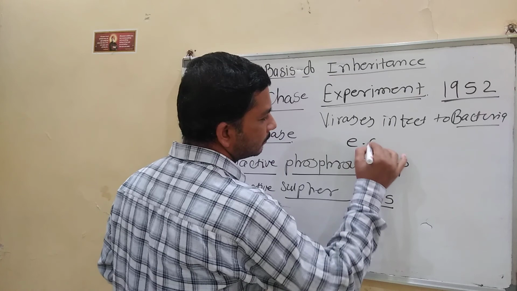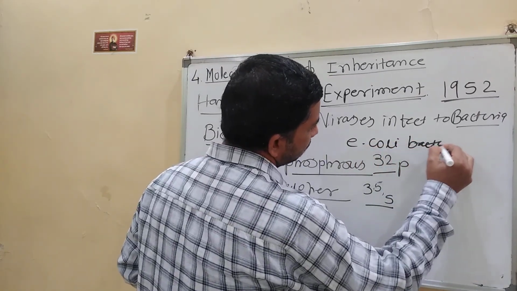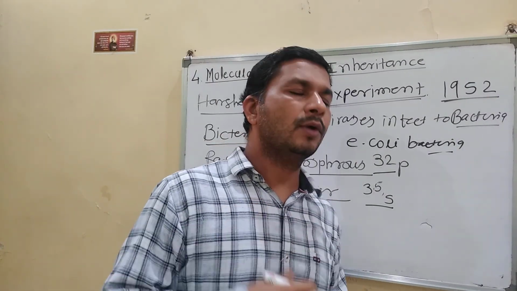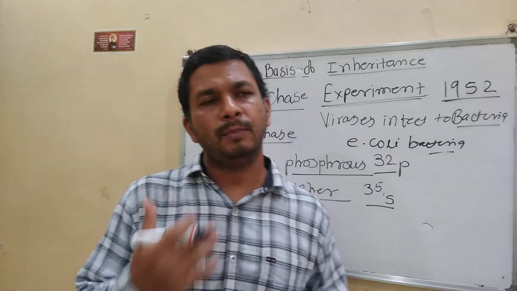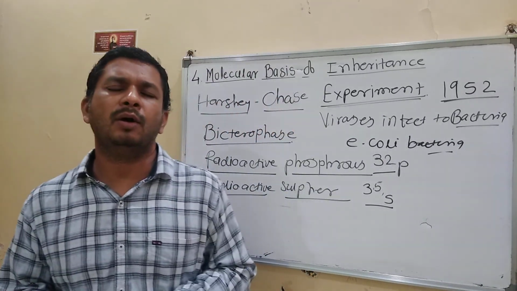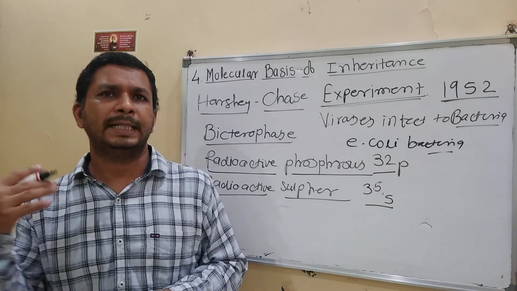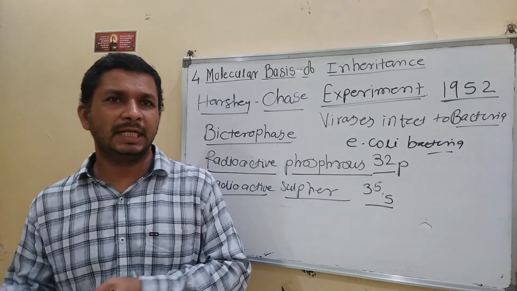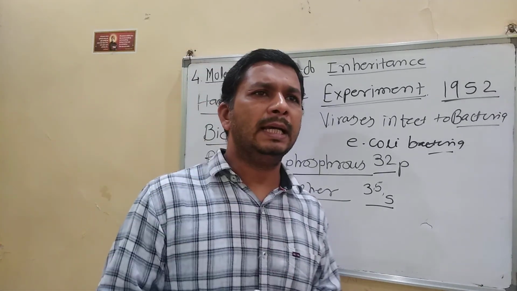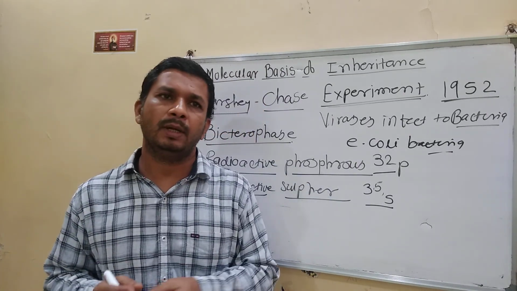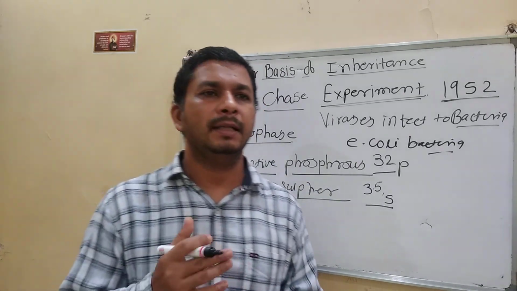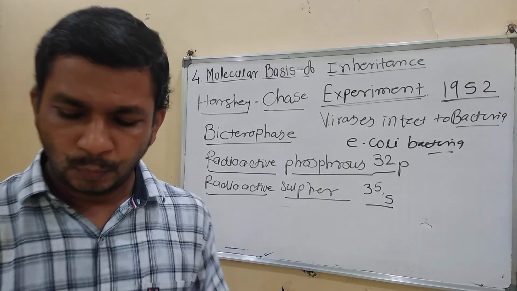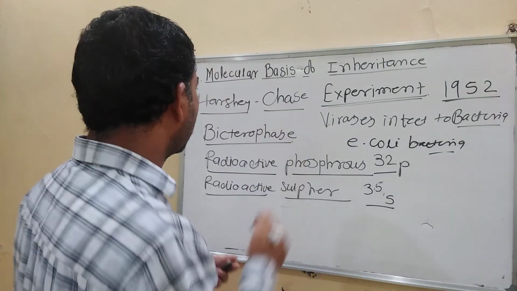While experimenting on this E. coli bacteria, certain questions arose in their minds: what is the genetic material of the phage or bacteriophage? Was it the protein labeled with S35, or the DNA labeled with P32? All these questions arose in their minds. For that, we have one diagram here.